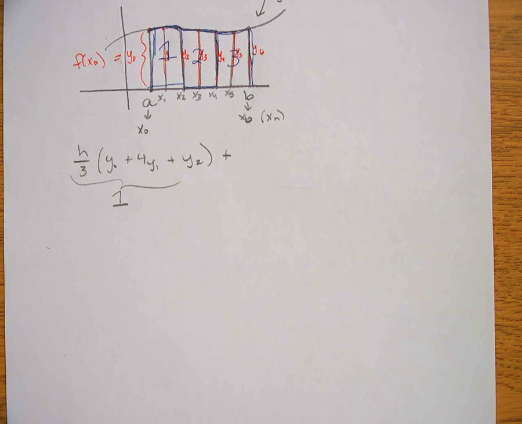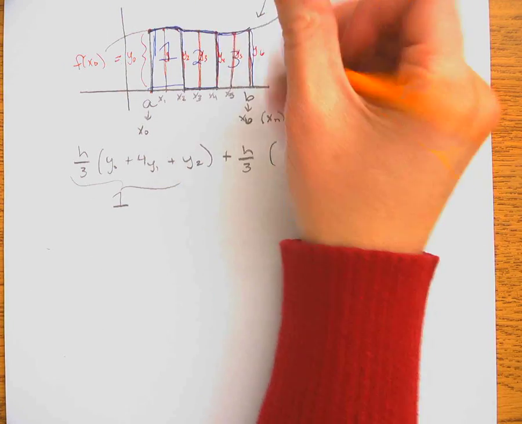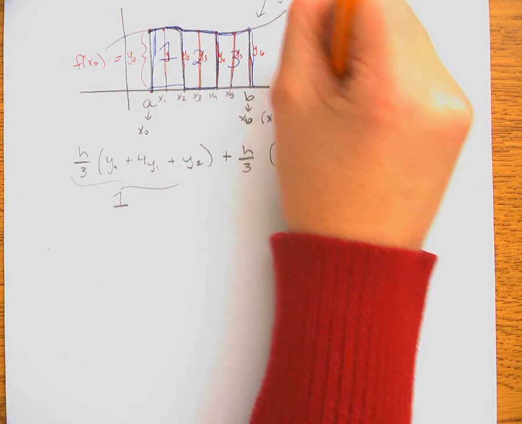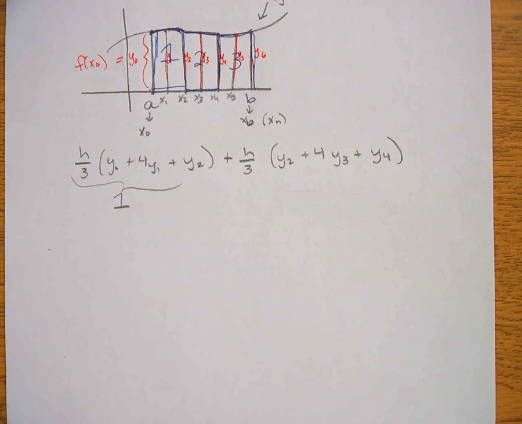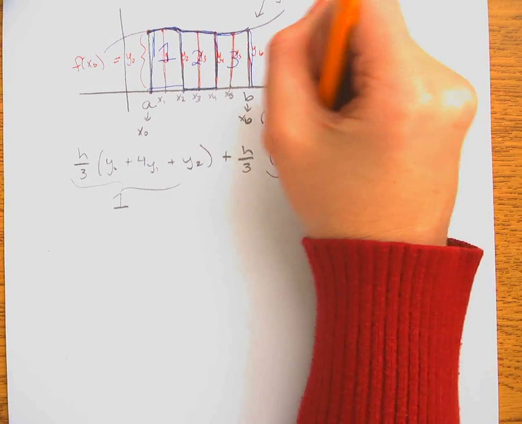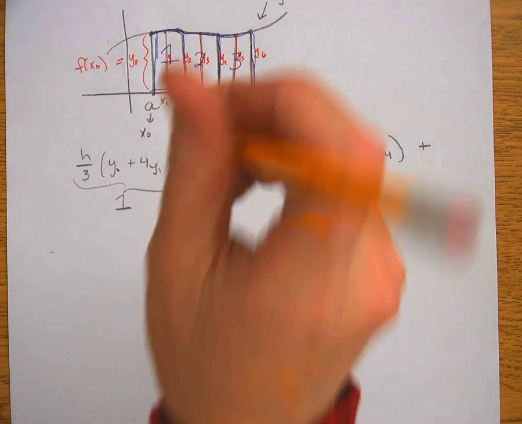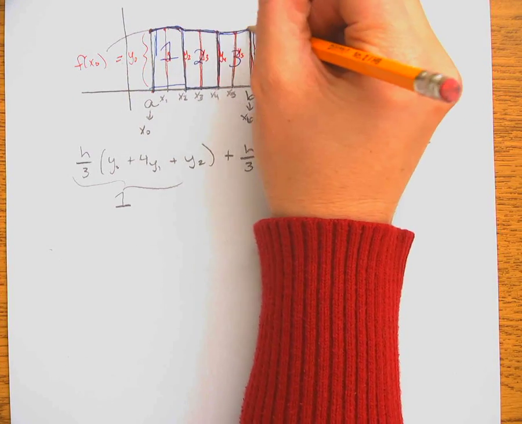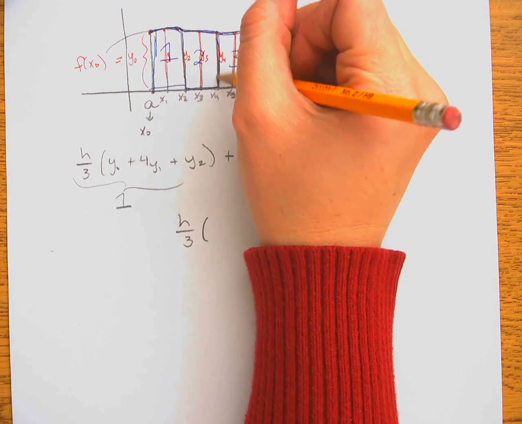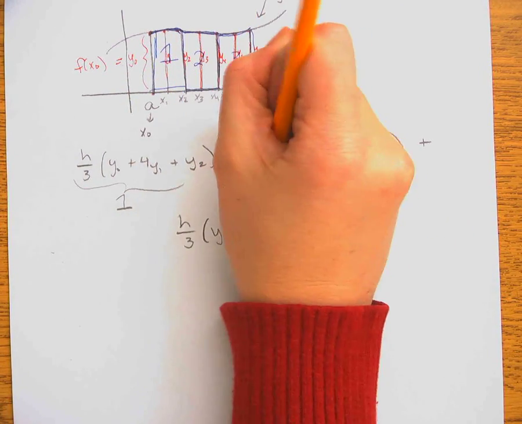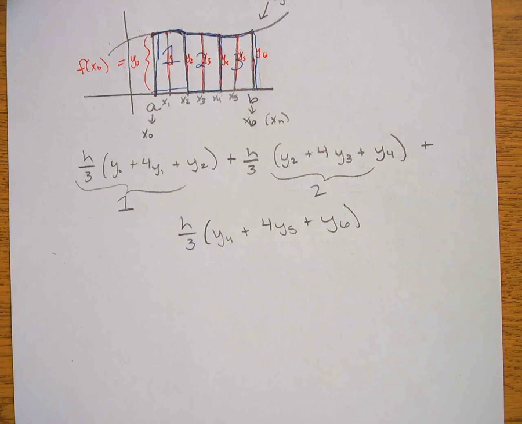Add that to Simpson shape number 2, which is h over 3 times y2 plus 4 times y3 plus y4. Okay, that was Simpson shape number 2. And then I'm going to add that to Simpson shape number 3, which is this one here. And I'd get h over 3 times y4 plus 4 y5 plus y6.